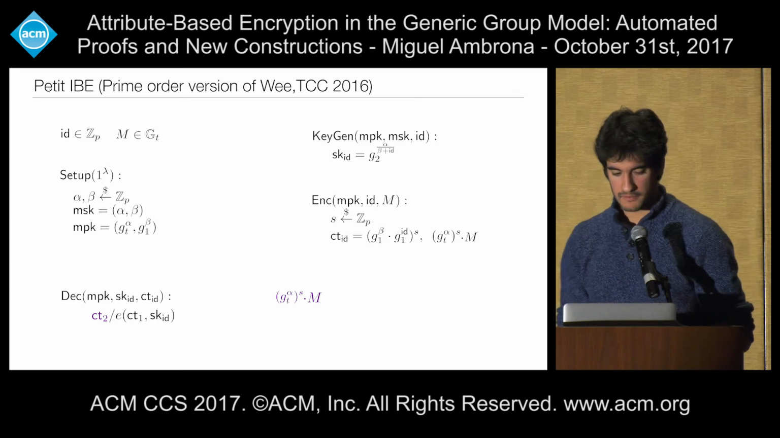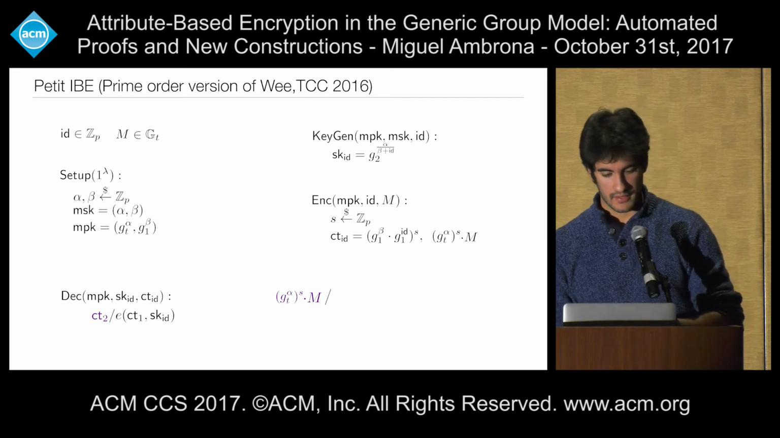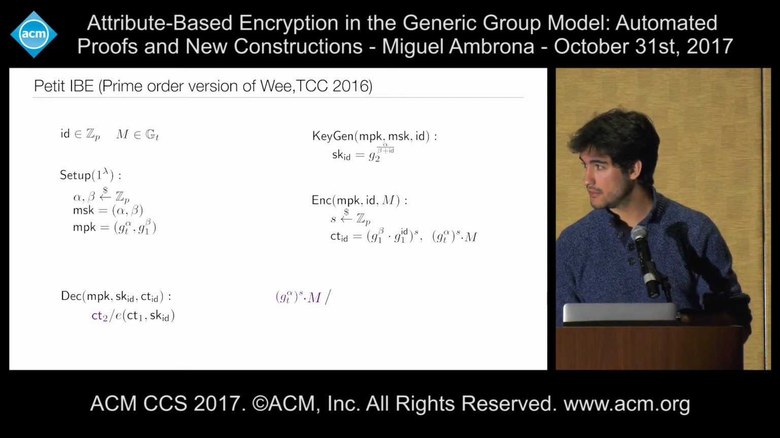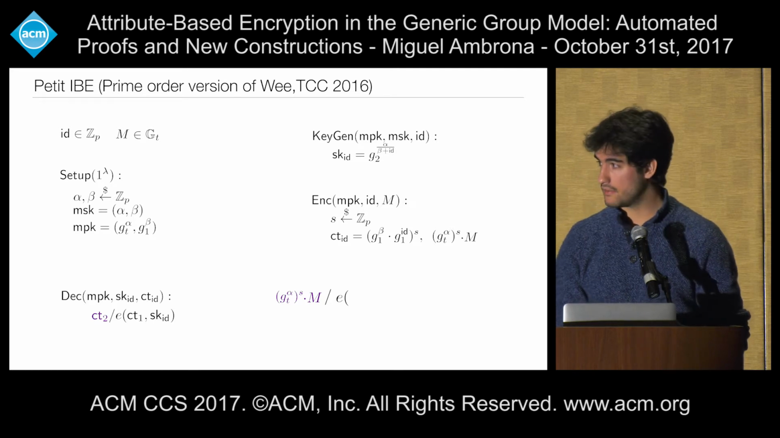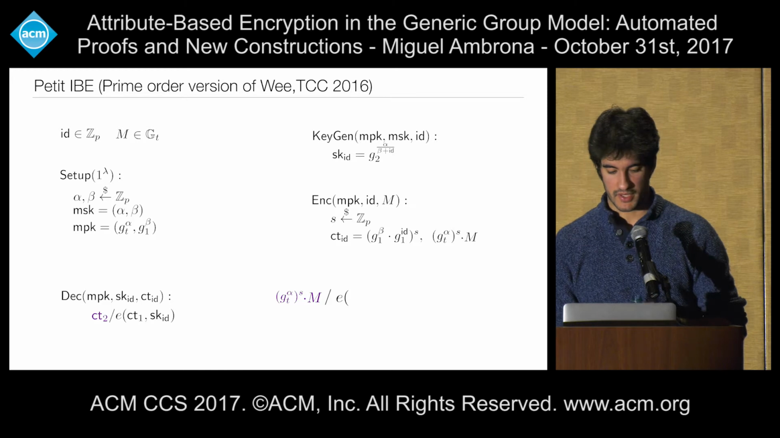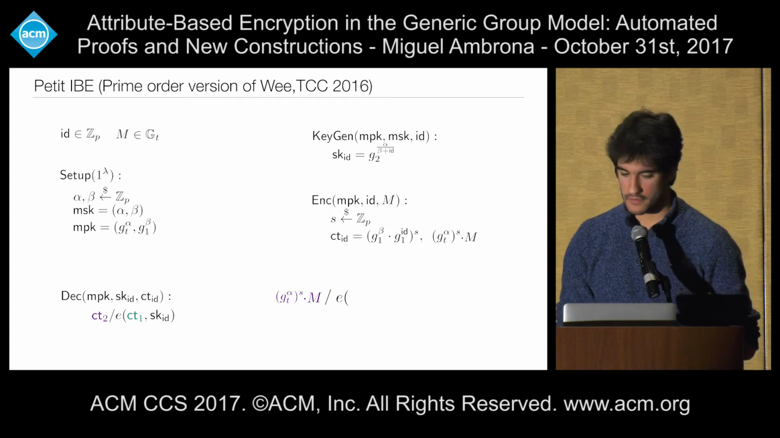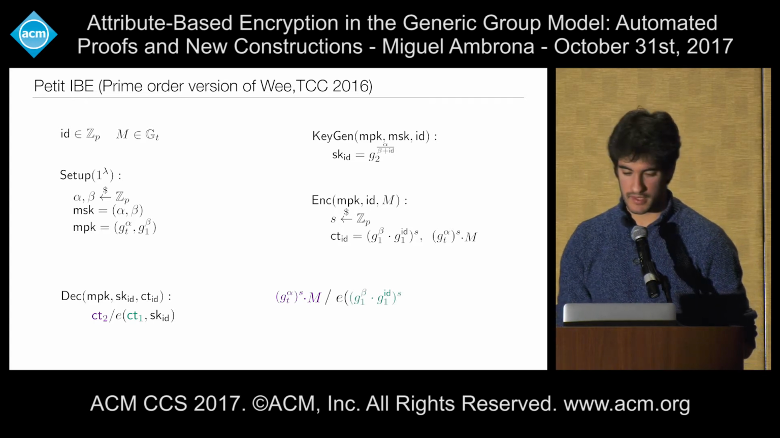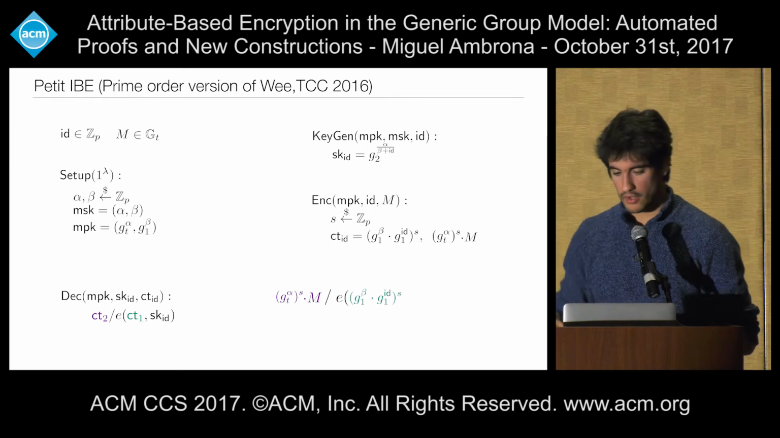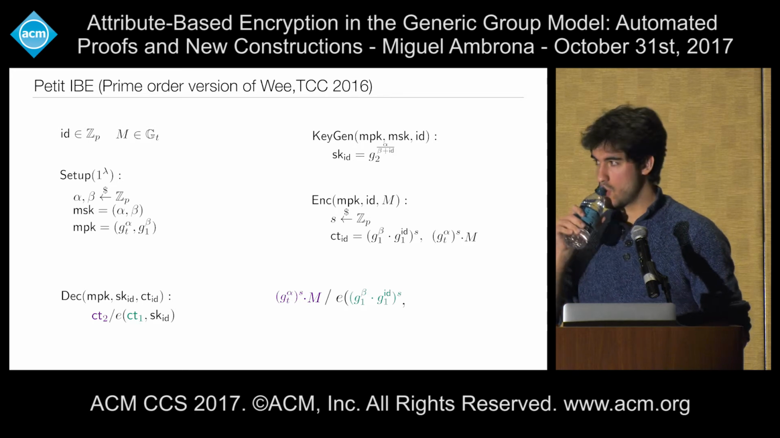So I'm going to define the primitive. In the setup, you sample two random values, alpha and beta, that you keep as a secret in the master secret key. And the master public key includes GT to the alpha and G1 to the beta. Key generation just outputs this group element: a generator of the group G2 to the power of alpha over beta plus the identity. Note that in order to compute this group element, you need to know alpha and beta.